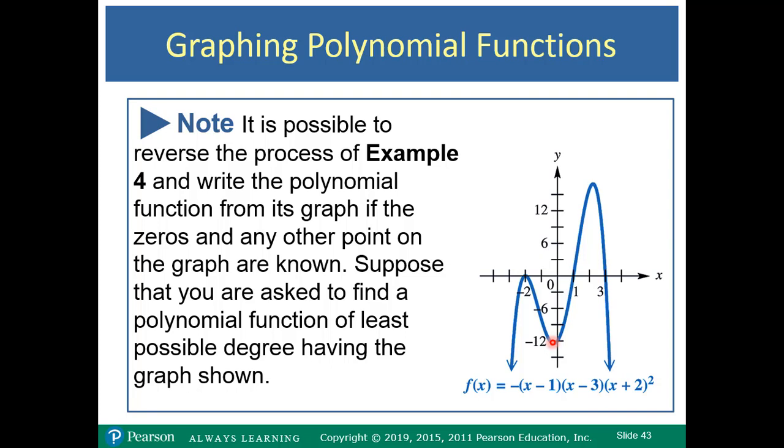Now, the other thing too is we need -12 here. So it says it crosses at -12. So do we get -12 here? Well, if x is 0, we get -1 times -3, which is 3, times 4, which is 12, and we get a -12. So it works out. We get a -12 here.